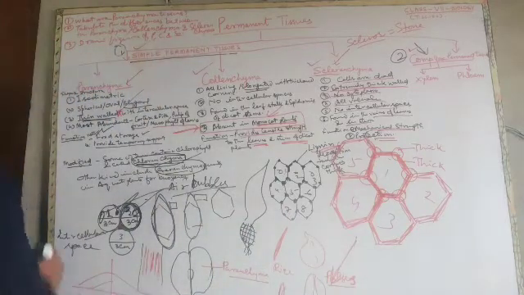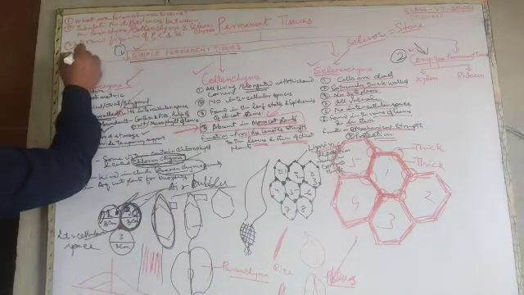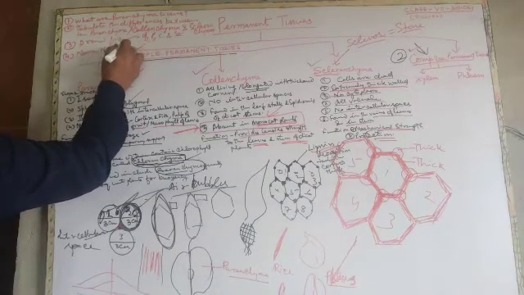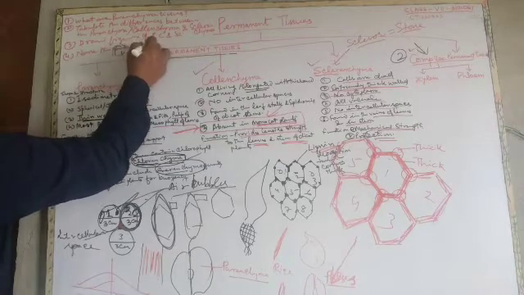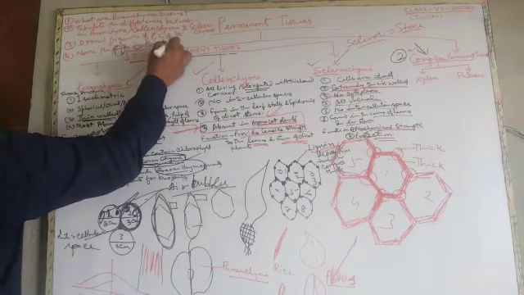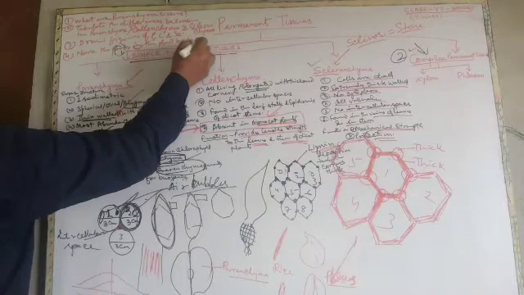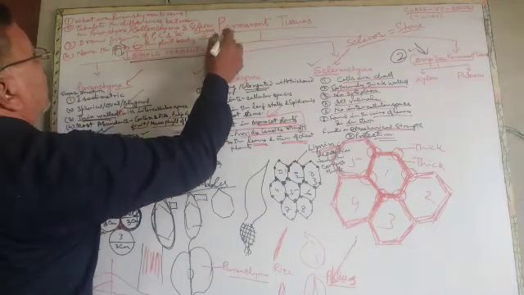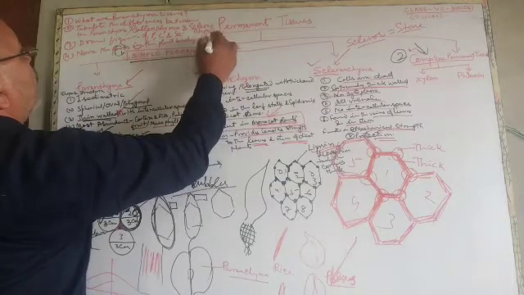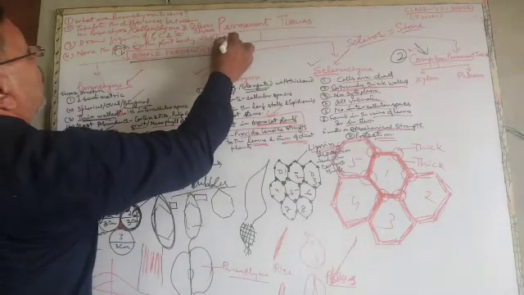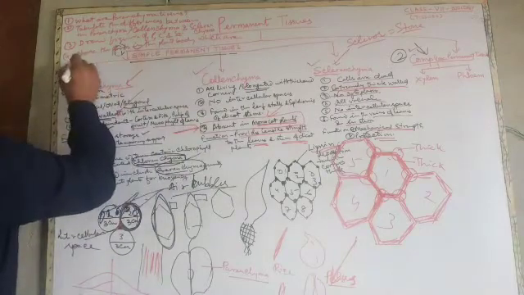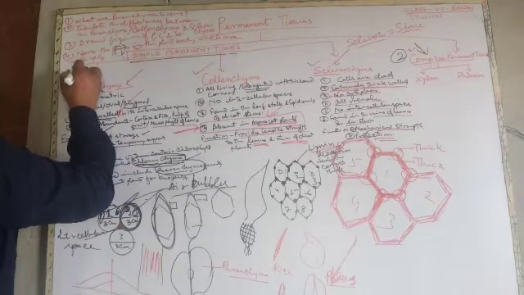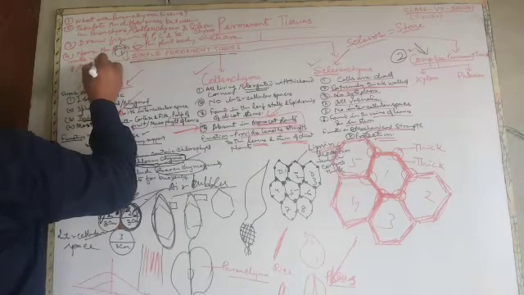The fourth question is: name the parts in the plant body which are made up of parenchyma, collenchyma and sclerenchyma.